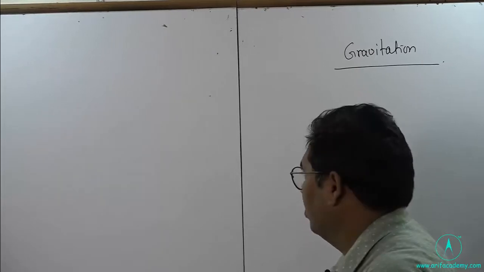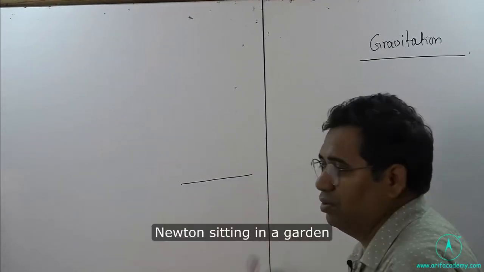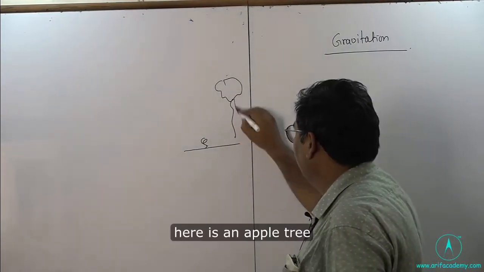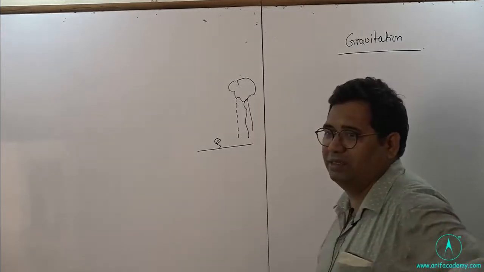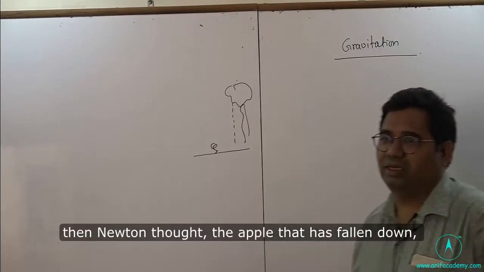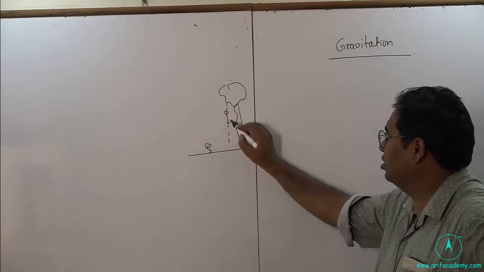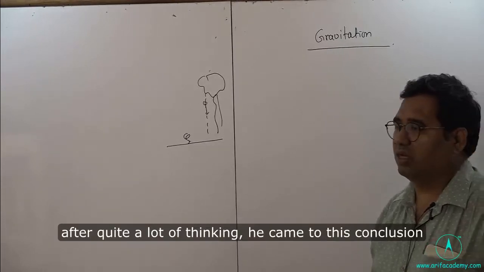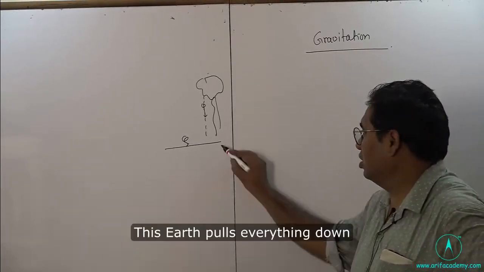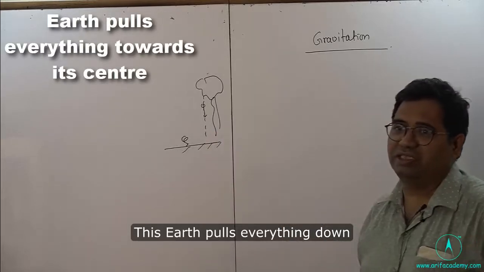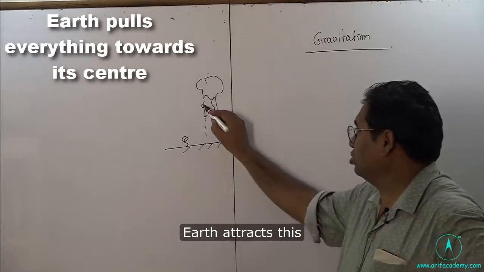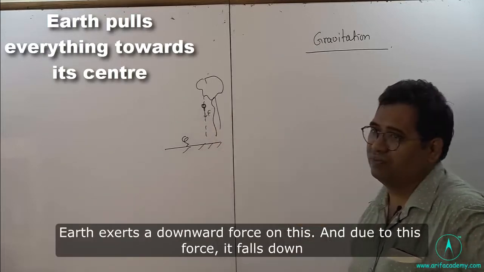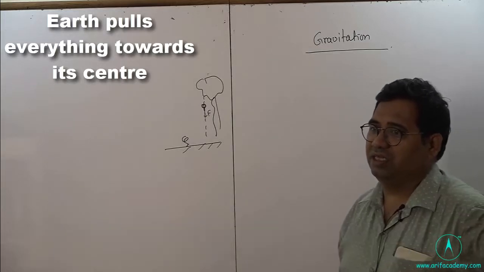You may know that Newton was sitting in a garden. Suppose here is an apple tree. Suddenly an apple falls. Then Newton thought, the apple that has fallen down, why should it not go upward? After quite a lot of thinking, he came to a conclusion that this Earth pulls everything down. Earth attracts this. Earth exerts a downward force on this, and due to this force it falls down.